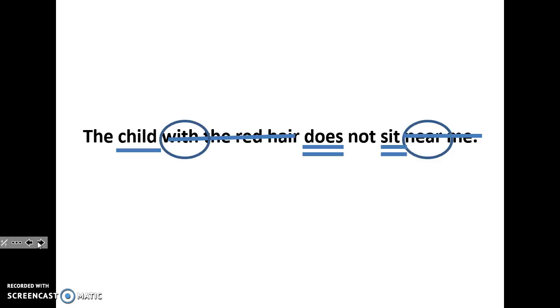Again, I'm not asking you to make the distinction, but just in case you want to know, does is the helping verb, sit is the main verb, and we're left with not, the adverb. Cross out the, of course, your articles always get crossed out, and box your not, writing ADV above. Let's take another example.